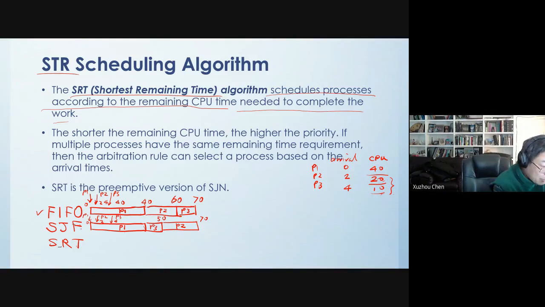The last case is the shortest remaining time first. The shortest remaining time first is a kind of preemptive scheduling. Now, FIFO and shortest job first are non-preemptive.